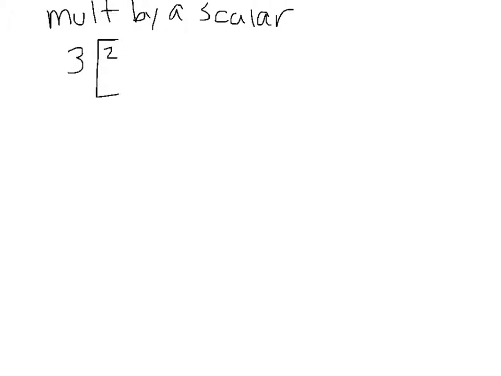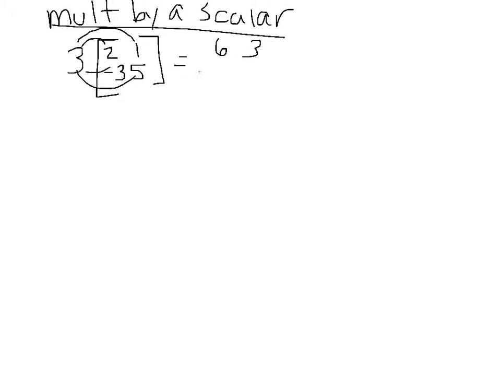We're going with multiplication by a scalar. So we're going to multiply by a scalar. This is just a number in front of our matrix. So this would be like 3 times the matrix, 2, 1, negative 3, 5. In order to multiply by a scalar, we're just going to multiply that number to all of the elements inside. It just distributes to everything inside. So 3 times this matrix would be 6, 3, negative 9, 15. And that would be your answer.